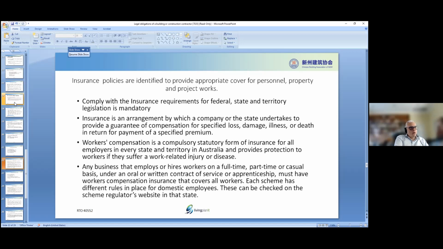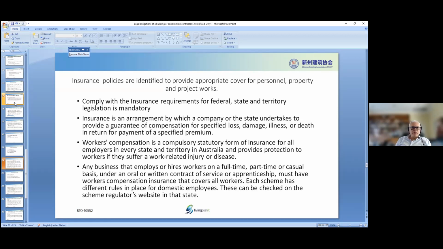However, that worker can then come to me, my company, and say, you allowed this employer to go on your site without having workers' compensation insurance. So now you have to pay. Someone has to pay ultimately. So be very careful in checking the requirements of your subcontractors on site.